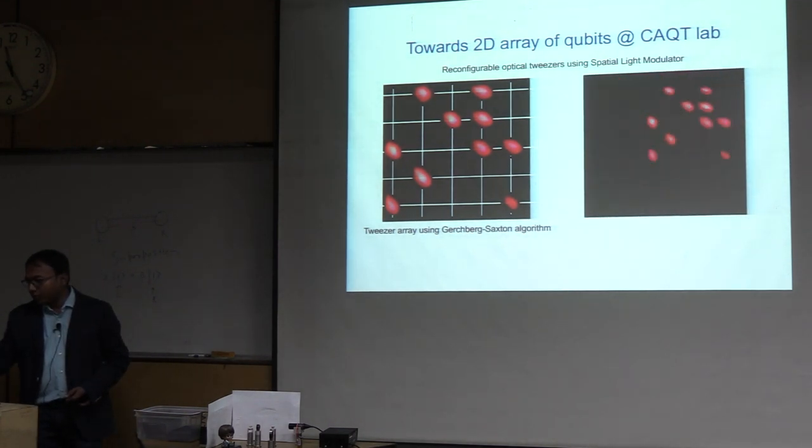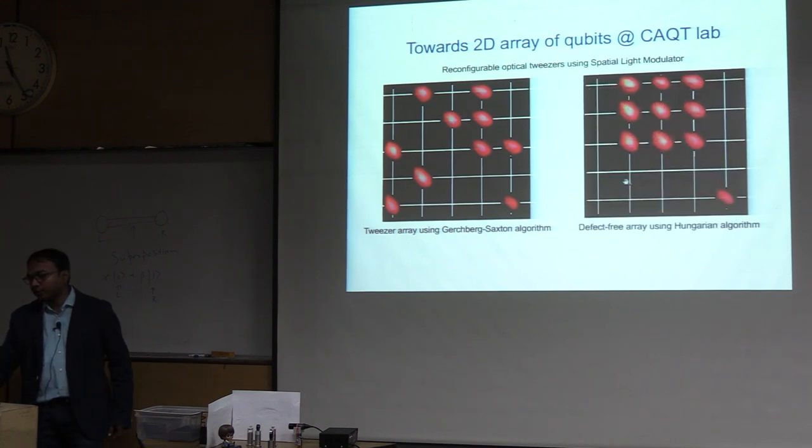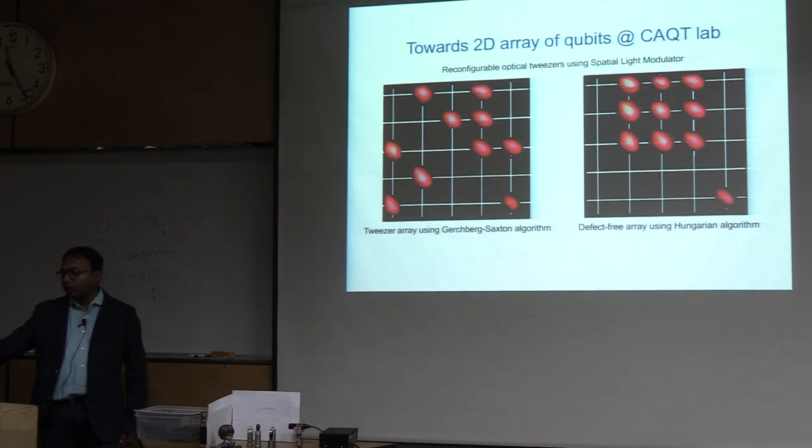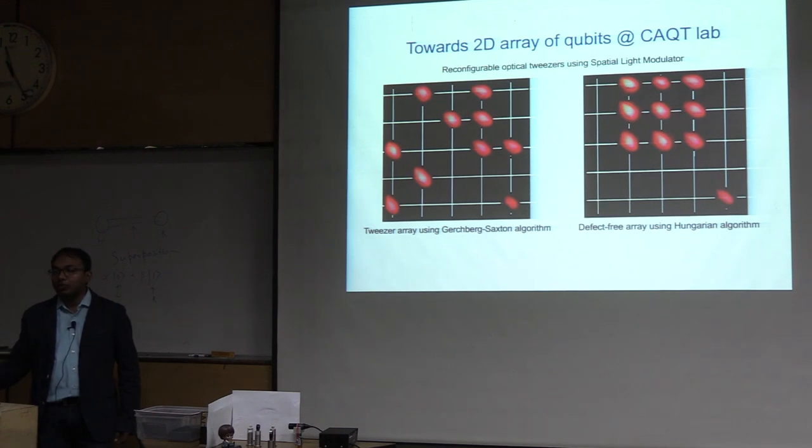I had a video, but because of this PDF, you cannot see it. Basically this is the picture, and then we move the atoms dynamically and bring them together like this so that we make a defect-free array. Now this is set for quantum computation. These are the spots of the lasers. These are basically 3x3 optical tweezers where you are going to trap atoms for doing the quantum computing.